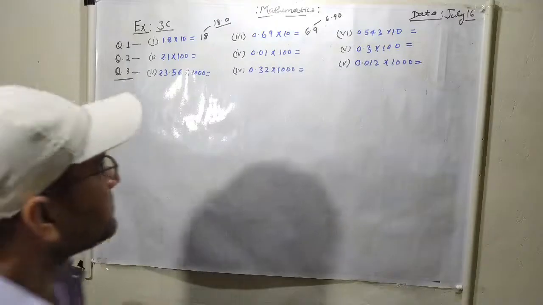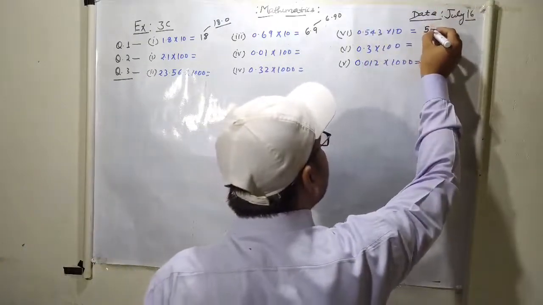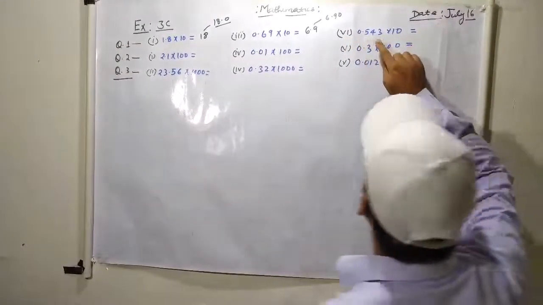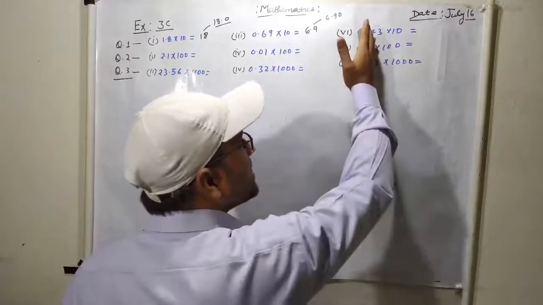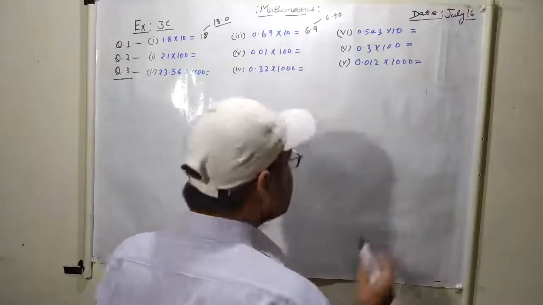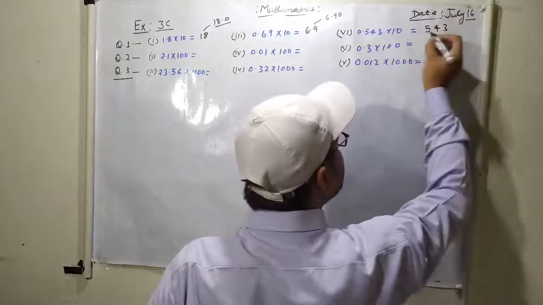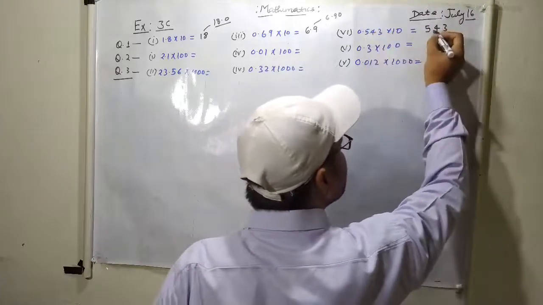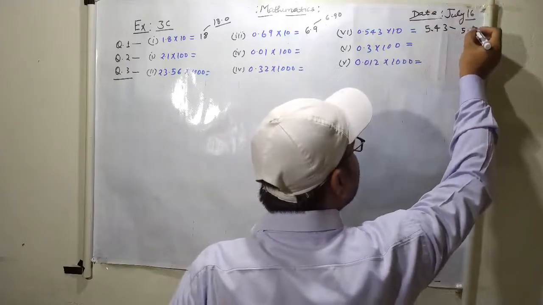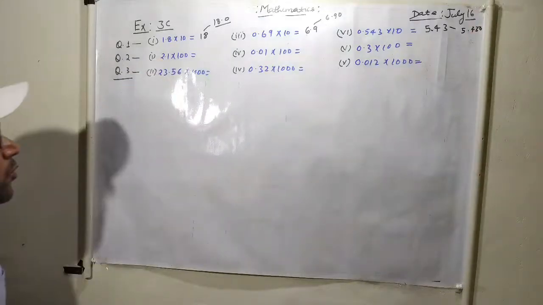Here it is 10, so your decimal point shifts 1 place to the right. Your answer is 6.9, or you can write it as 6.90. Okay. Here it is 10, your decimal point shifts 1 place to the right. Now question number 6: 0.543 multiplied by 10. Your decimal point shifts 1 place to the right, so your answer is 5.43, or 5.430.